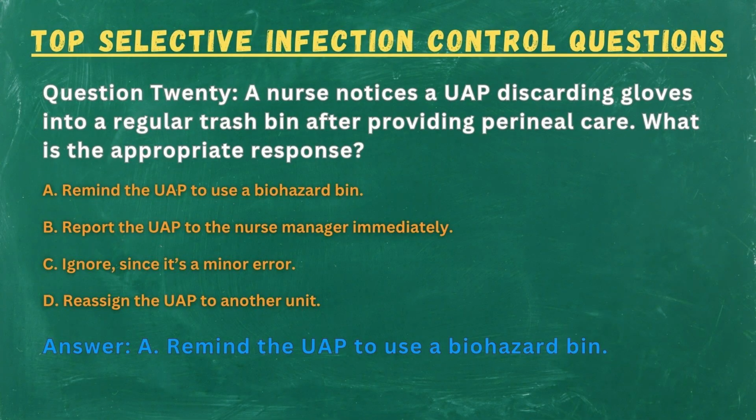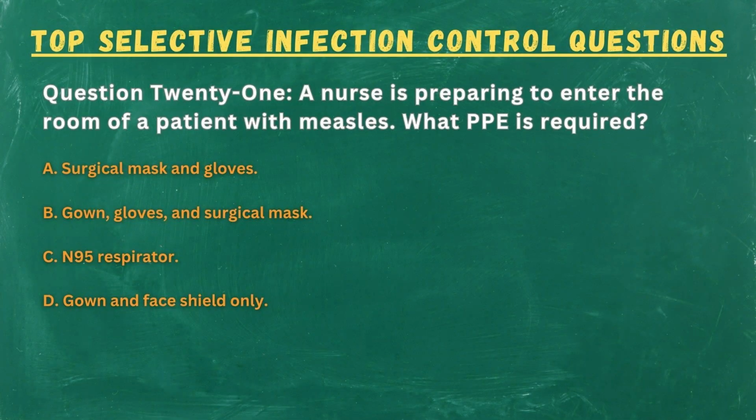Answer: A. Remind the UAP to use a biohazard bin. Question 21. A nurse is preparing to enter the room of a patient with measles. What PPE is required? A. Surgical mask and gloves. B. Gown, gloves, and surgical mask. C. N95 respirator. D. Gown and face shield only.